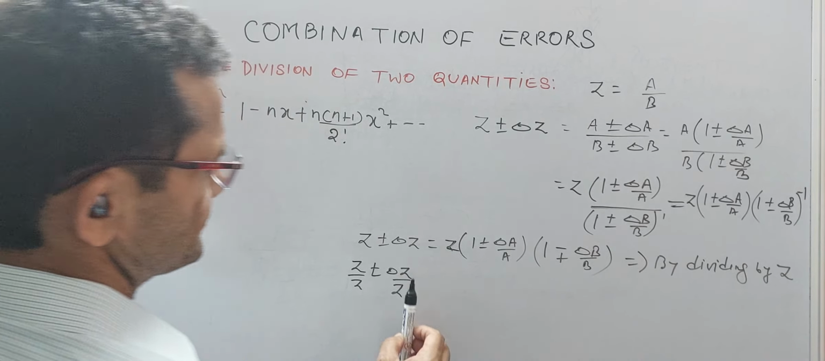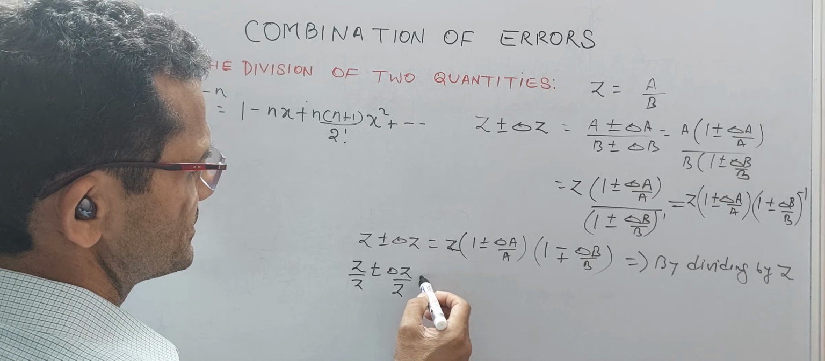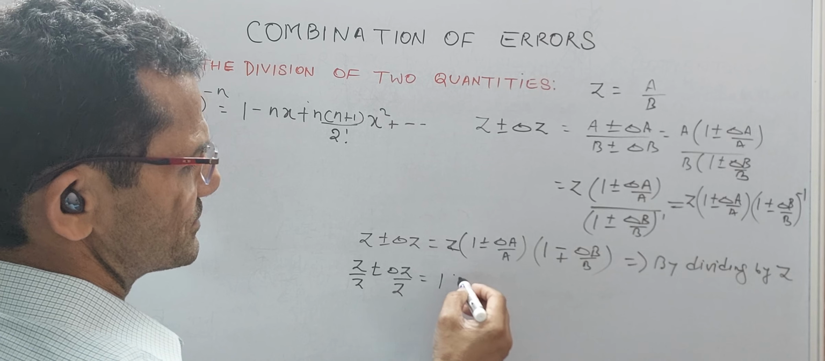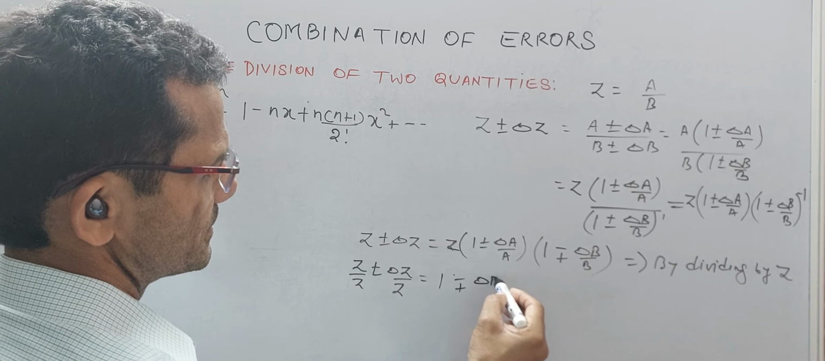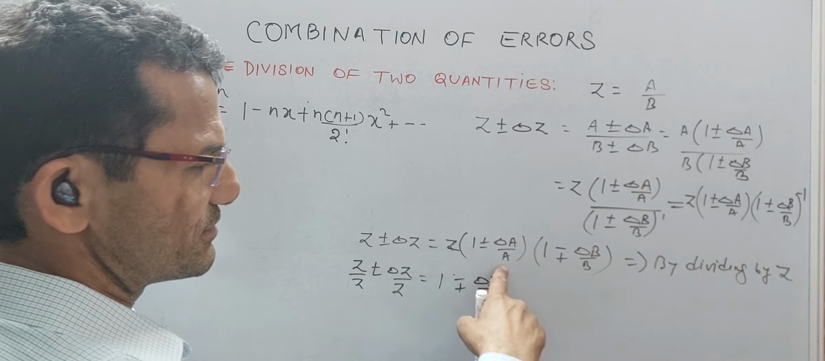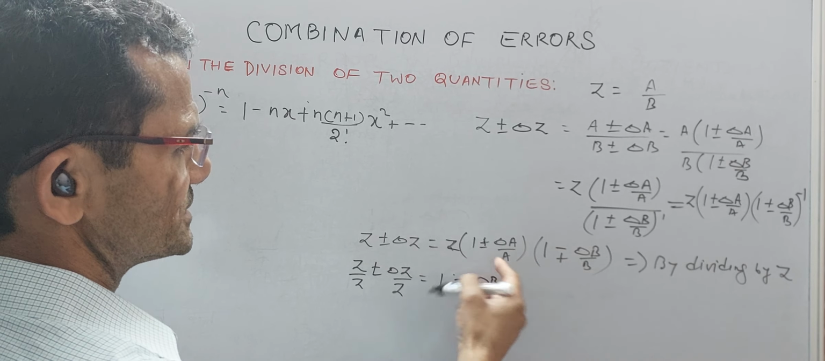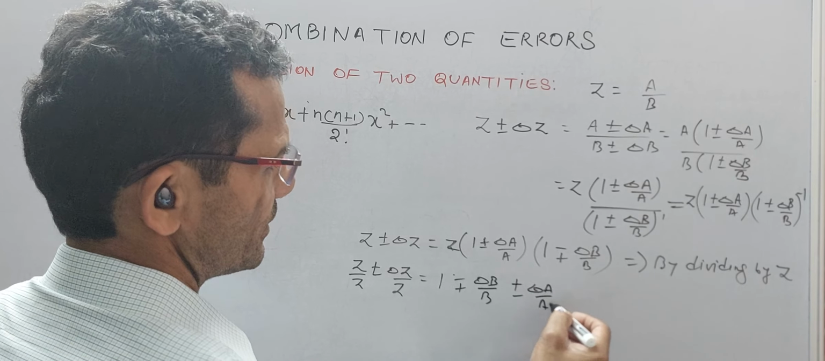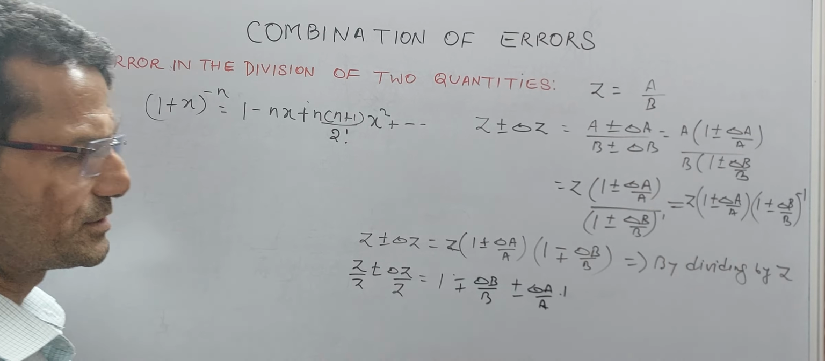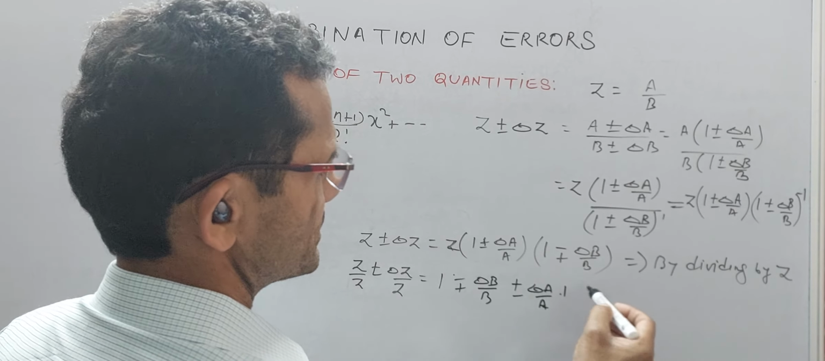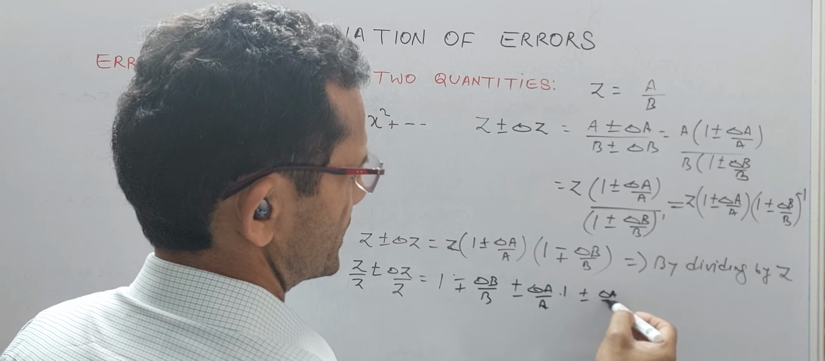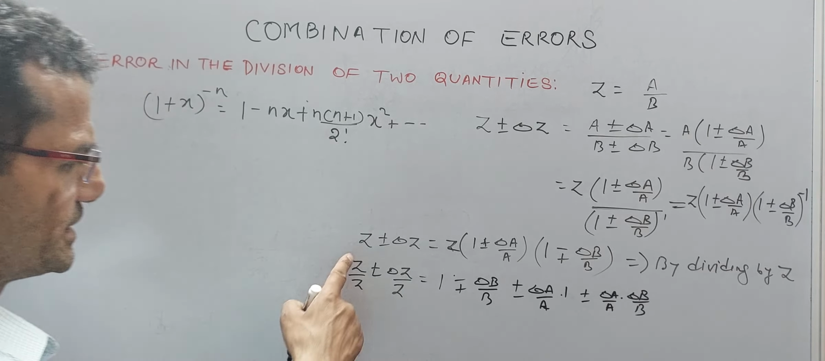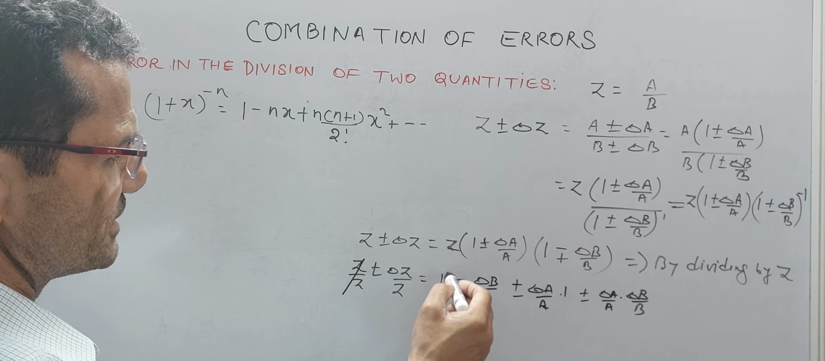Now make a simple calculation after multiplication. First multiply 1, this becomes 1 minus plus delta B upon B. Now multiplied with plus minus delta A, it becomes plus minus delta A upon A into 1, and next multiplying these two terms, it becomes plus minus delta A upon A dot delta B upon B. Now Z upon Z is also 1, so this term should be cancelled.